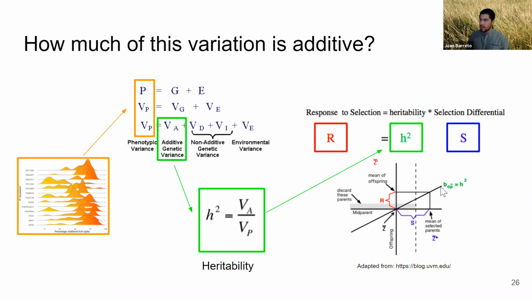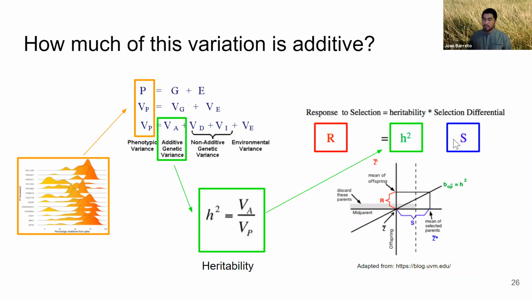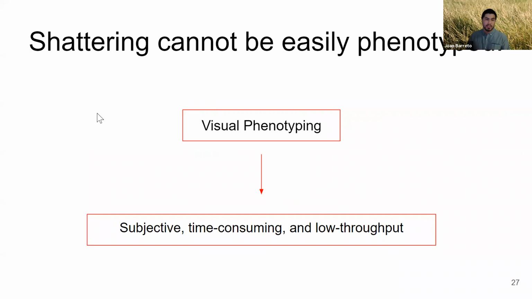But as you can imagine, if this line is totally flat, meaning that there is no heritability, there is no point in selecting. It means you cannot breed for it, or it's not worth doing. But to have accurate estimates of heritability and proper selection, we need to really capture this phenotypic variation. And this is difficult in shattering because it cannot be easily phenotyped or measured. That's because it relies on visual phenotyping, which is subjective, time consuming, and low throughput, which means we cannot really measure it at a large scale.